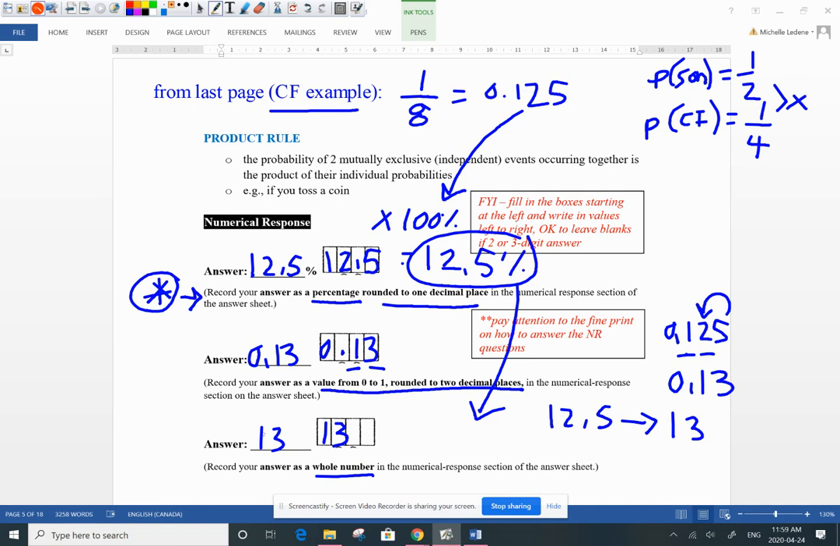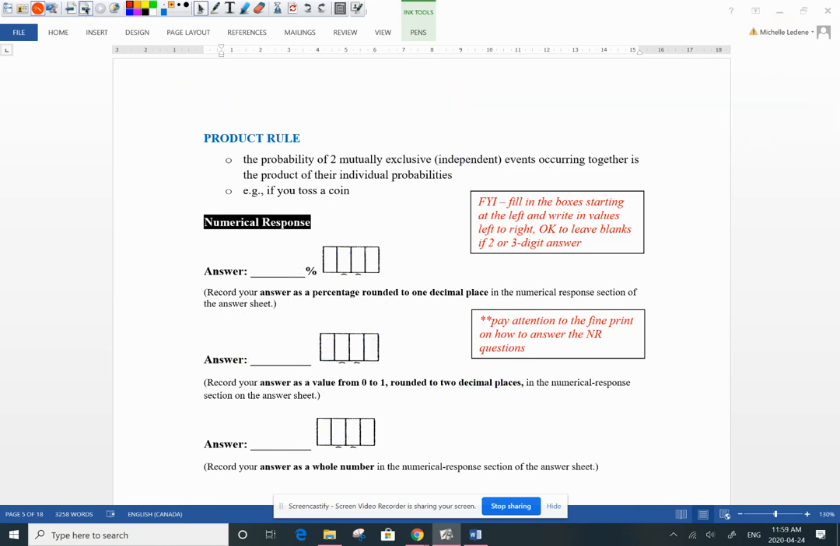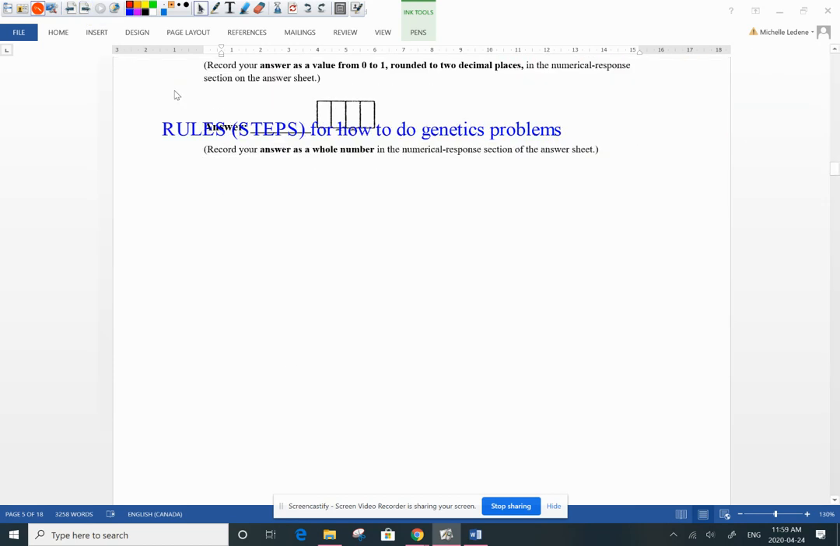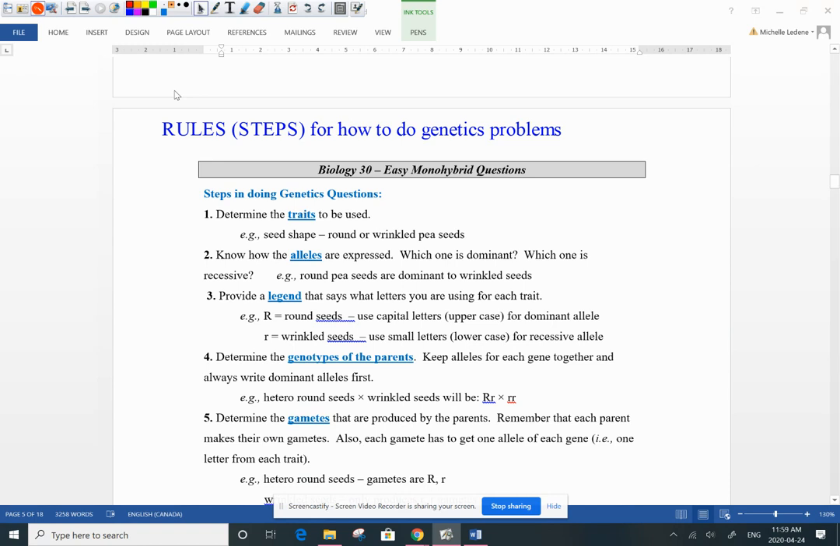Please pay attention to how you are going to express your answers. That's very important. That fine print is going to determine if your answer is acceptable and you get it right or not. So read carefully. Always read the fine details, the fine print.